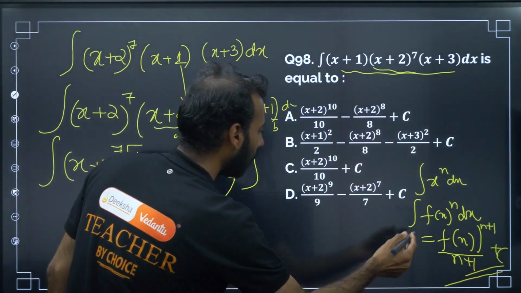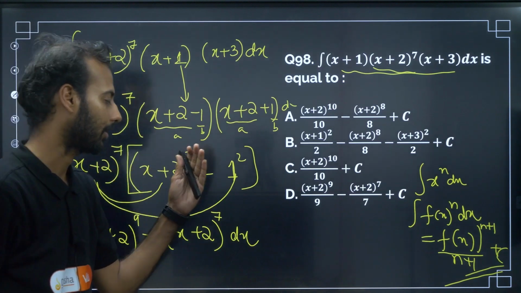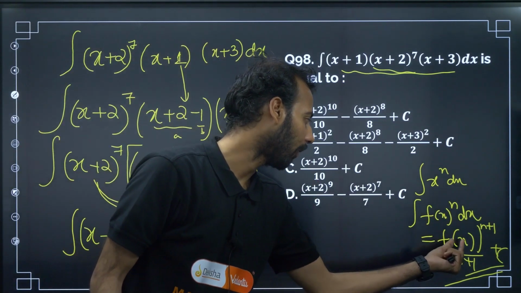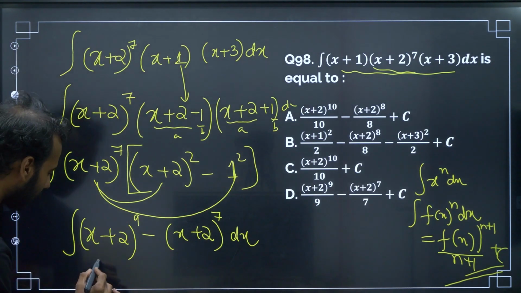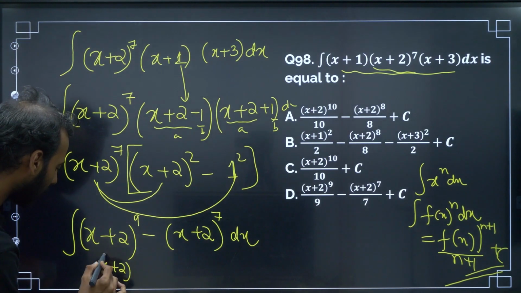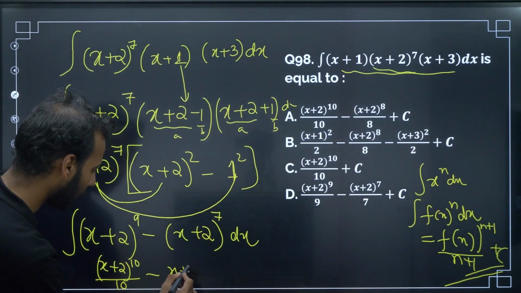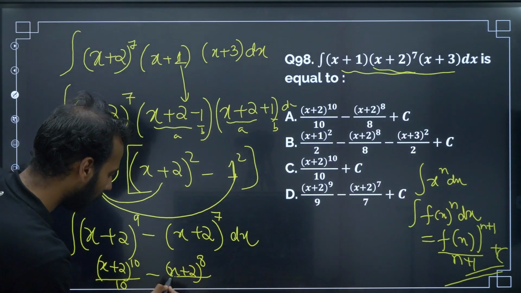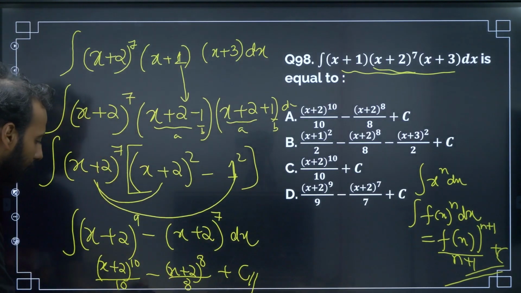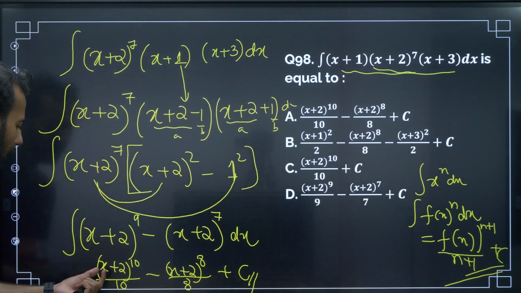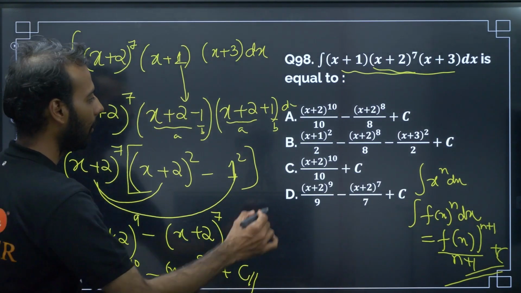This is the formula. Now you try to relate this formula; standard formulas you have to add to your soul. So f of x power n integrates to f of x power n plus 1 by n plus 1 plus c. So x plus 2 power 9 becomes x plus 2 power 10 by 10 minus x plus 2 power 8 by 8 plus c. So any option like this, x plus 2 power 10 by 10 minus x plus 2 power 8 by 8, is the answer.